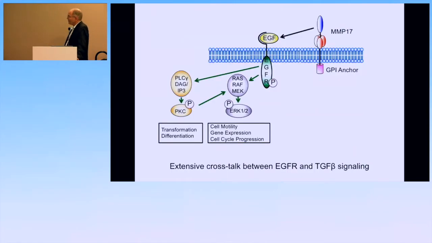So how does MMP17 influence ERK activation? It turns out that this very interesting membrane-bound molecule has the ability to activate a receptor called the EGF receptor, which then signals through the PLC, IP3, PKC axis to end up culminating in ERK activation.